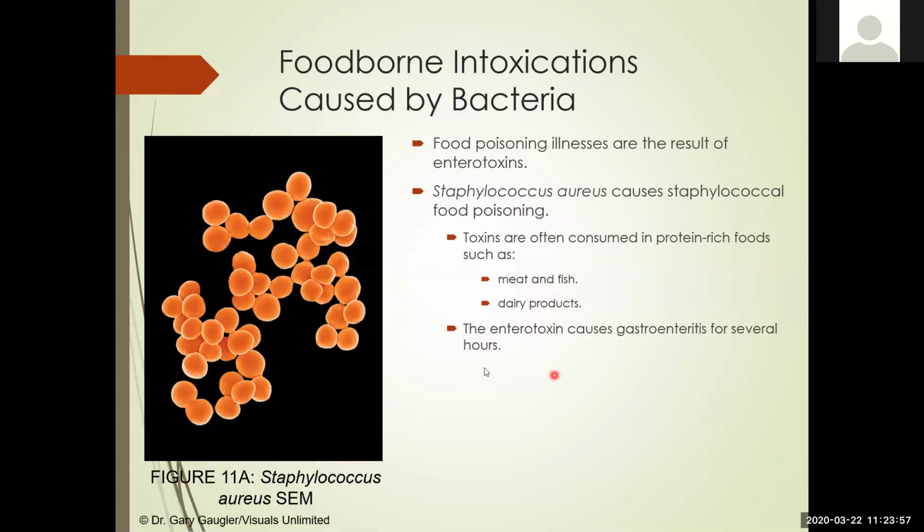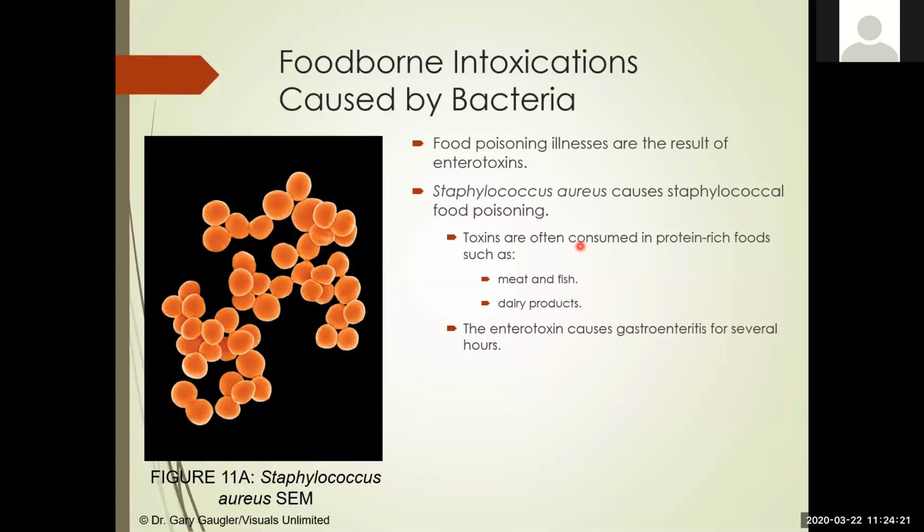Now, we would be remiss if we did not talk about Staph aureus. Here's our grape-like golden clusters. And remember, the gold refers to the colony morphology, and the grape-like clusters refer to the bacterial morphology.